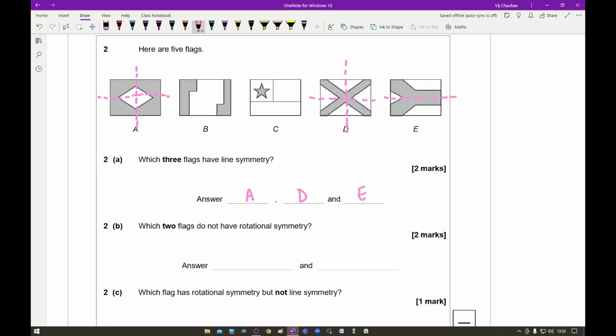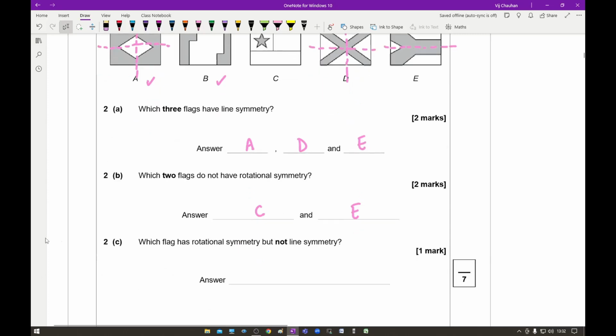Then for 2B it says which 2 flags do not have rotational symmetry. Well, A does have rotational symmetry, B does have rotational symmetry, C doesn't, and D doesn't, and E does. For question 2C it says which flag has rotational symmetry but no line of symmetry, and that is going to be B.